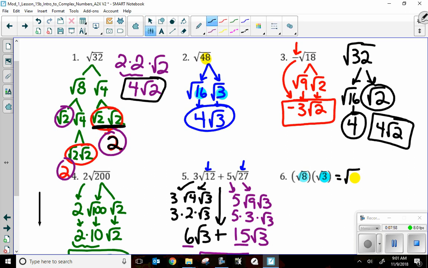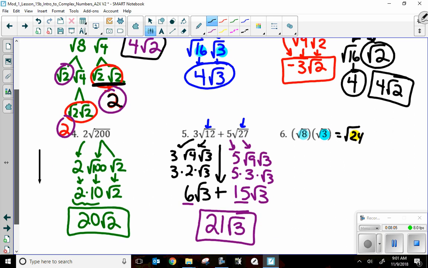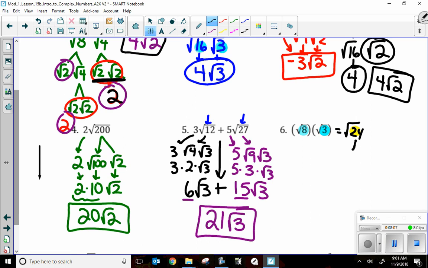Okay, 8 times 3 is 24. Okay, now I'm going to simplify the square root of 24. So I know 4 is the biggest perfect square that goes into that. Okay, so that's 2 radical 6. Yes, 2 times 3 is 6, but there is not a perfect square that goes into 6.